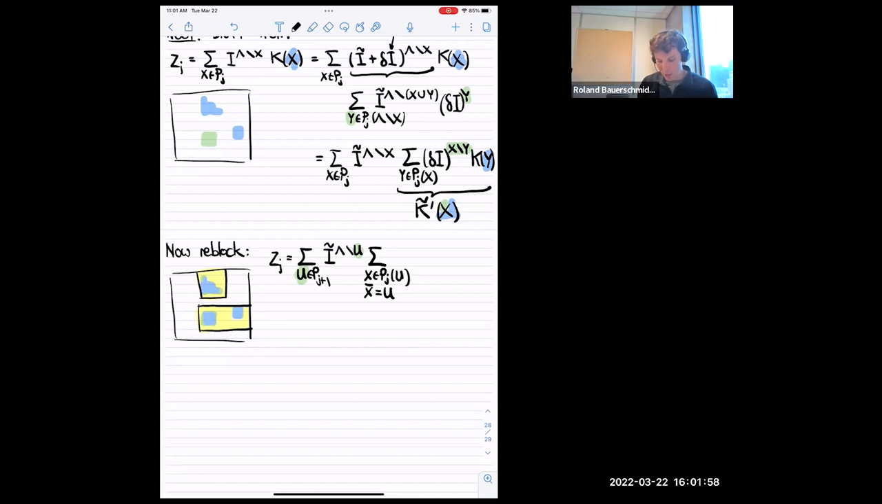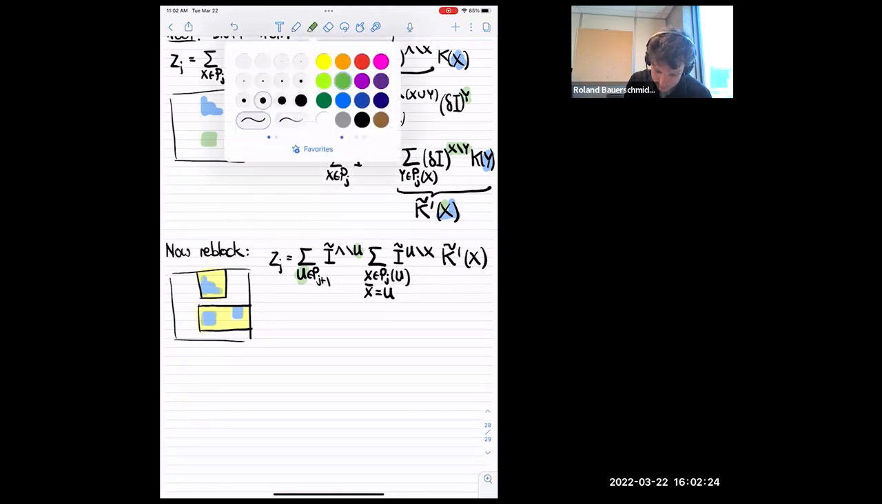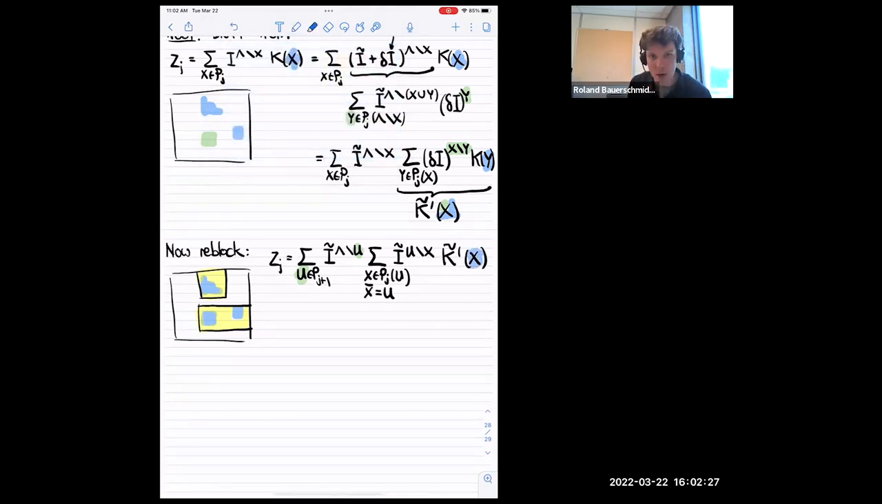So in other words, I'm first summing over this green region, and then over all X, which are the blue sets inside the green region that are admissible. And then I have I tilde of U take out X. That's the yellow part. And K tilde prime of X, that's the blue part. So this is the blue part, and then there's the yellow part here.